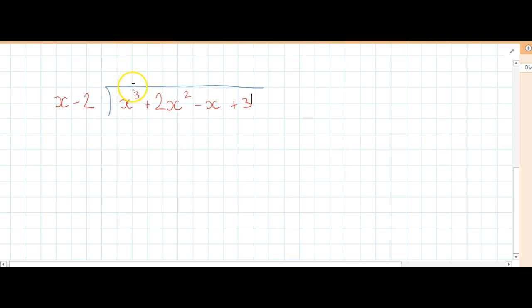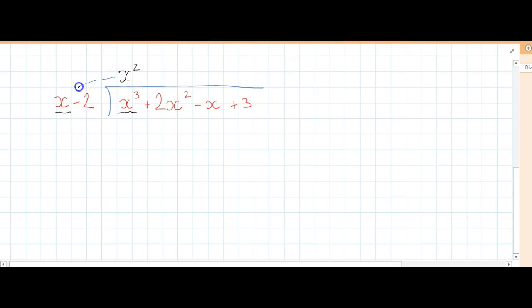As with the number problem, we're going to look at the first term first. We divide it by the first term in the divisor. So x cubed divided by x is equal to x squared. That's what goes in our quotient at the top. This times this is going to equal this here. So that's the first step. Now what we do is we're going to multiply this out.